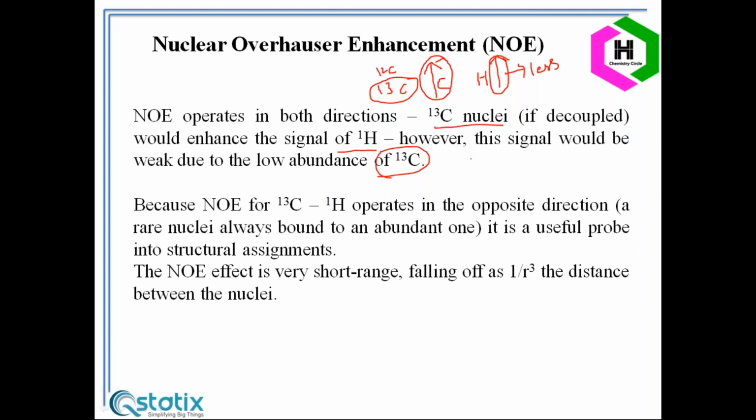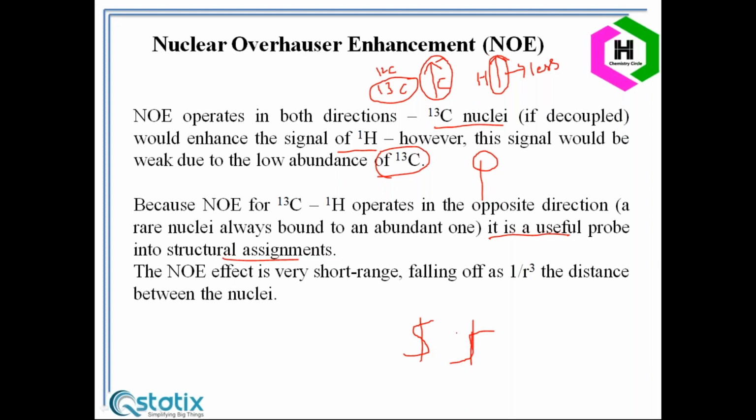This NOE for C13 and carbon is going to operate in the opposite direction. It is also a useful probe in structural assignments. How much enhancement is there in a particular signal also gives some information. When you are calculating the structural information, sometimes they will not give the multiplicity, and you have to get the multiplicity using the intensity.